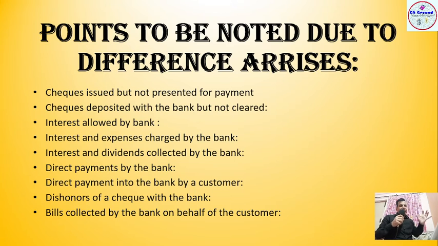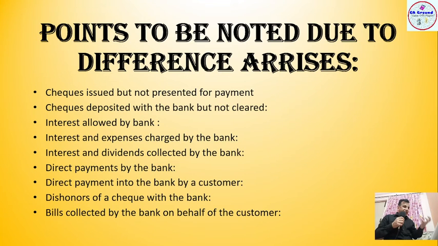Direct payment by the bank. There are certain payments which are made directly by the bank, but you are not aware of them. That means at one time you have signed a form that whatever your mobile bill is, it will be debited from your account. The bank will automatically debit the balance for your mobile bill every month, but you are not aware of how much it is. They will automatically reduce the balance, but you are not aware of it.